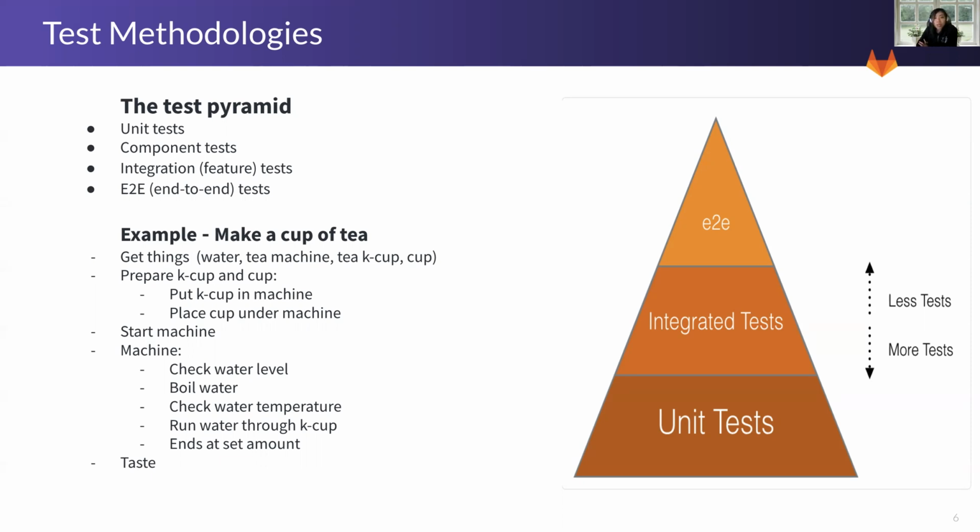And let's use an example here of a make a cup of tea pseudocode. As you can see here, we have many steps in order to make a cup of tea. And let's imagine that we have a K-cup machine. And so as you can see, the outermost point would be the main steps. I'll call them main steps, like getThings.